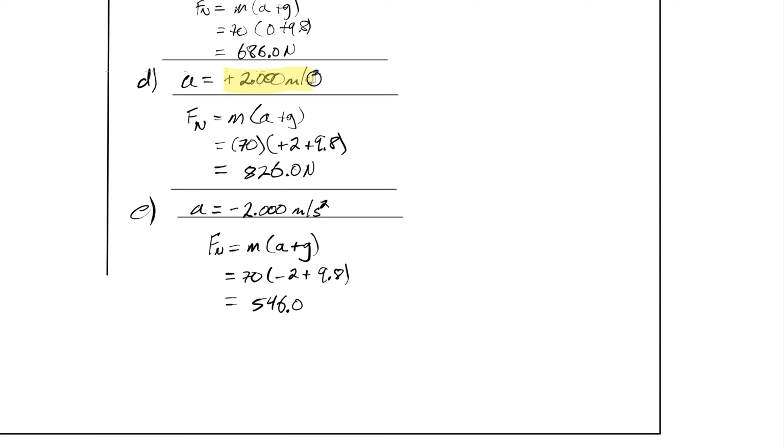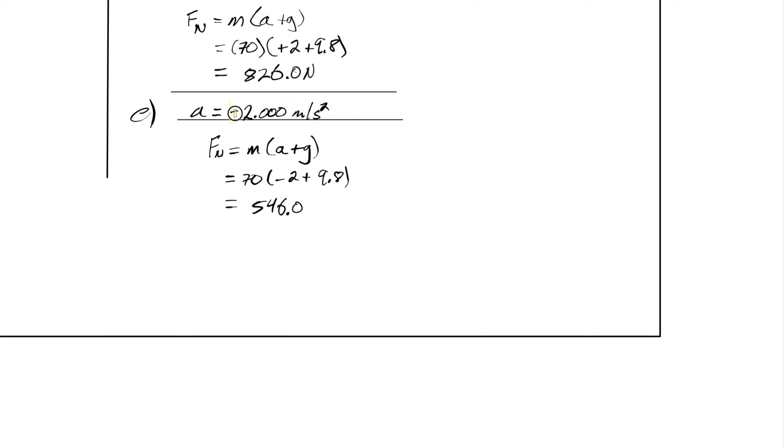When the elevator is accelerating up at 2 meters per second squared, that means that the normal force has to be stronger than the force of gravity. Substituting in positive 2 for my acceleration, I get 826.0 newtons. That little extra force is what causes us to accelerate up. And that's what makes us feel a little heavier in the knees. Then when the acceleration is negative, the normal force has to be smaller than the force of gravity because the force of gravity has to win that fight. And it makes sense that when we substitute that in, we get a total of 546.0 newtons, which makes us feel a little bit lighter in the knees.